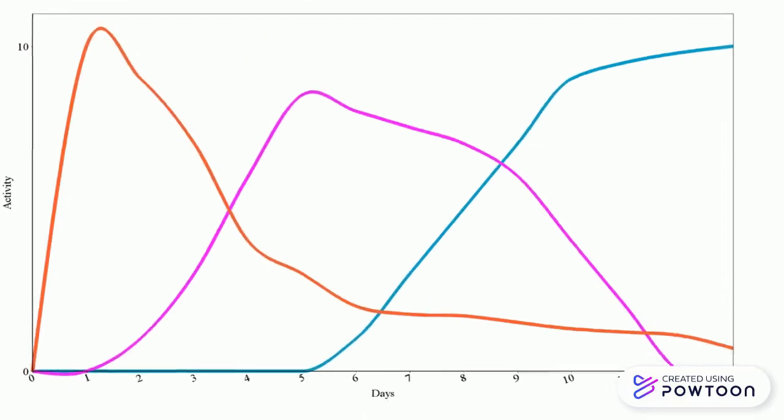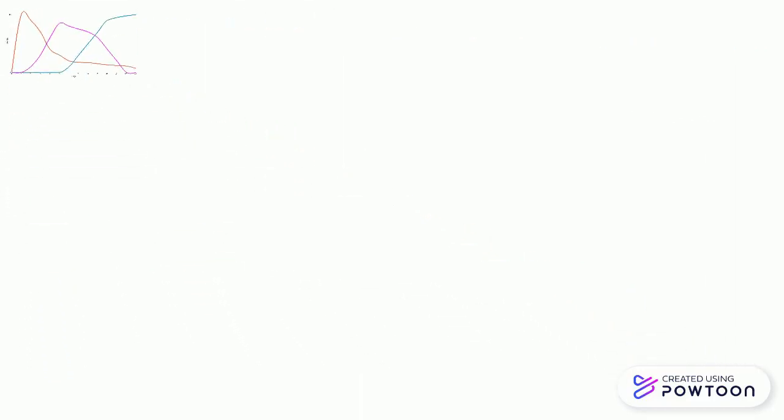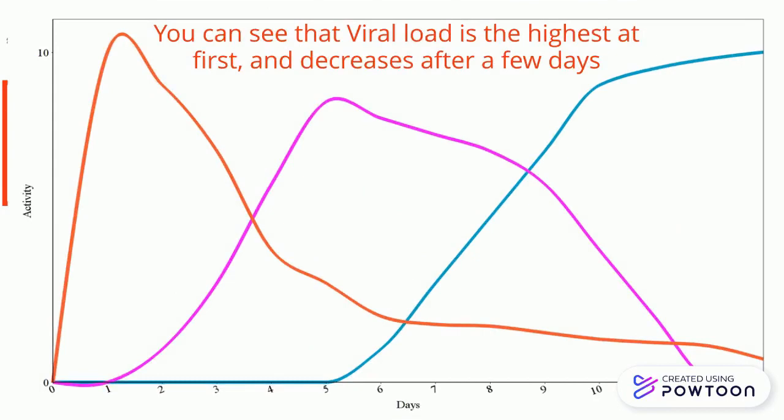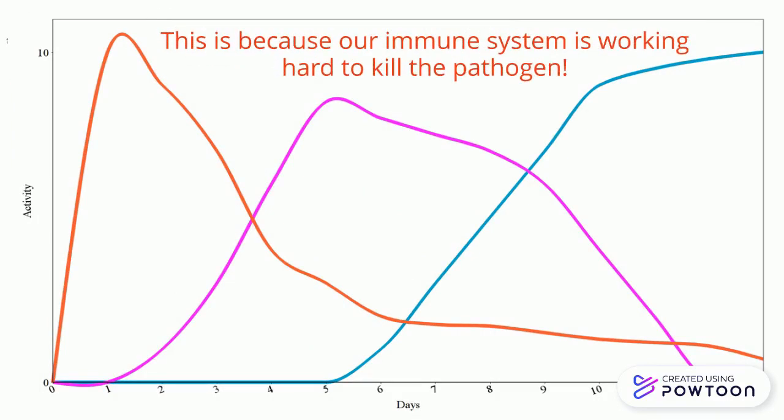This chart represents the different aspects throughout the process of an infection. The orange line represents the viral load. This is the amount of living virus within the person's body. You can see that this is the highest at first, but it decreases after a few days. This is because the immune system is working hard to kill the pathogen.